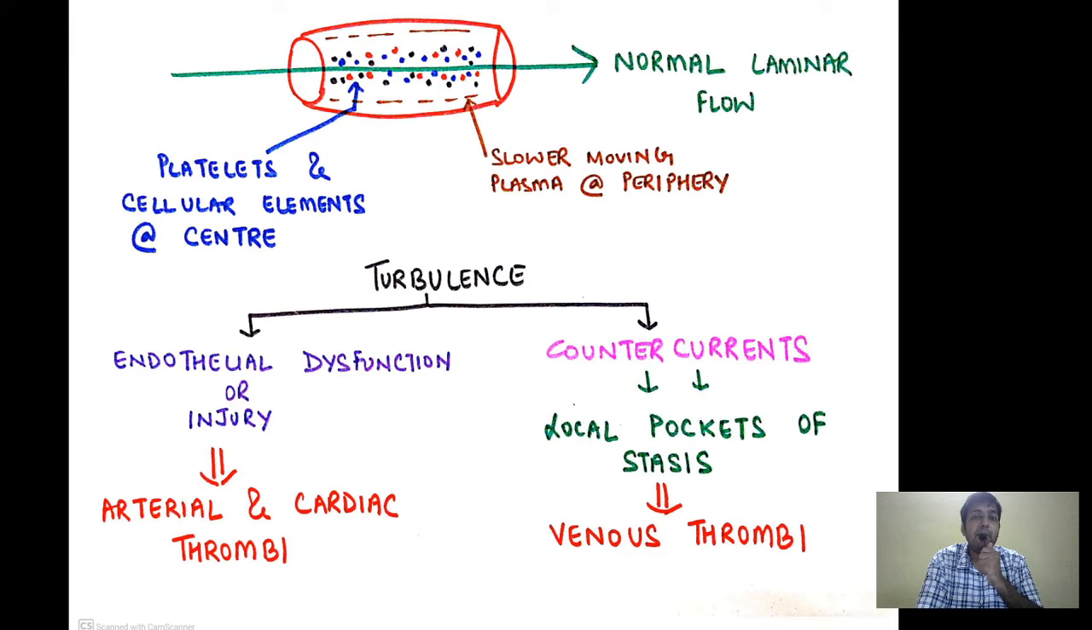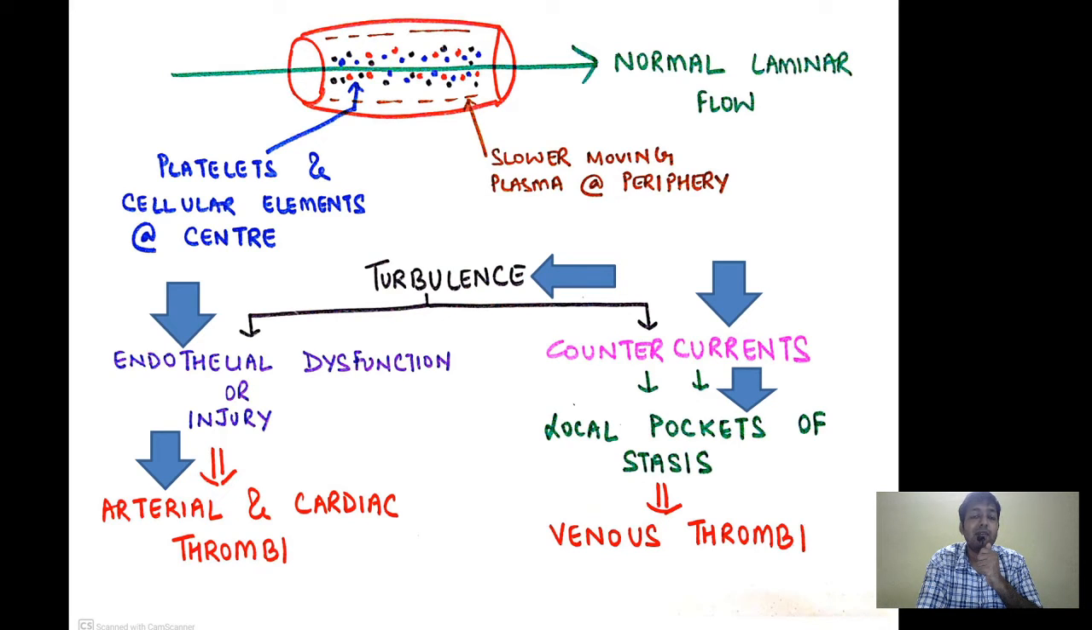So whenever there is an abnormal blood flow or turbulence, there can be endothelial dysfunction or injury directly, and this will lead to the formation of an arterial and cardiac thrombus. Whereas sometimes turbulence can lead to counter currents, okay, which will produce local pockets of stasis.